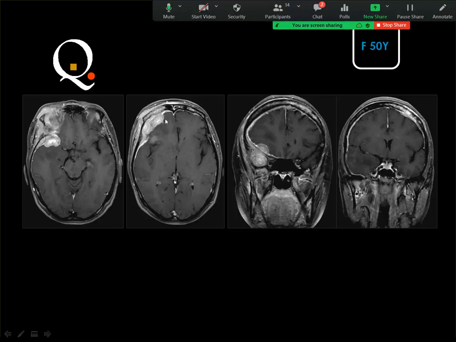I identify a lesion that is homogeneously enhanced, based to the dura, infiltrating the calvarium with extracranial extension. First possibility is an aggressive meningioma. Second possibility is a hemangiopericytoma. Third possibility is a lymphoma. Fourth possibility is metastasis.